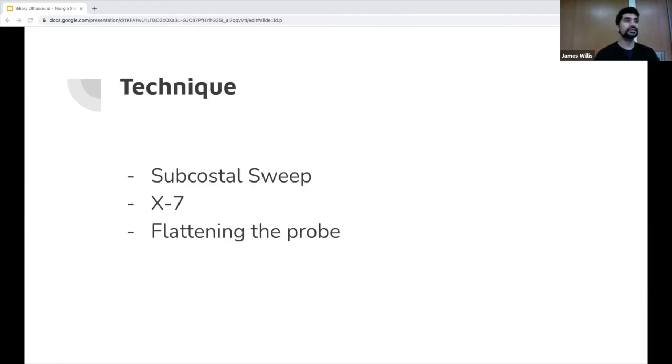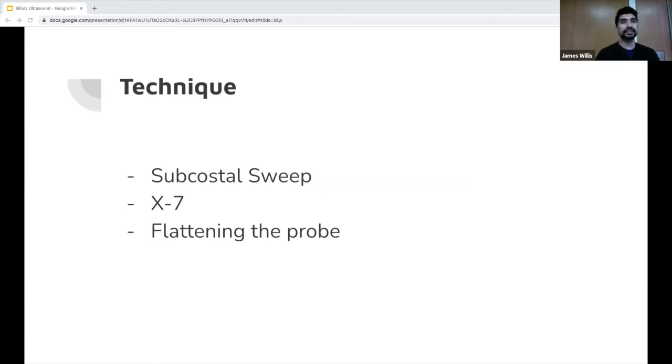So there are multiple different techniques on how to find it. There's no one right way. You do whatever is comfortable for you and helps you find the image. These are some of the techniques to get you started. The first one is a subcostal sweep. I don't have any videos for that, but verbally explaining, you go underneath the costal margin and sweep along the edge of it until you find the gallbladder.